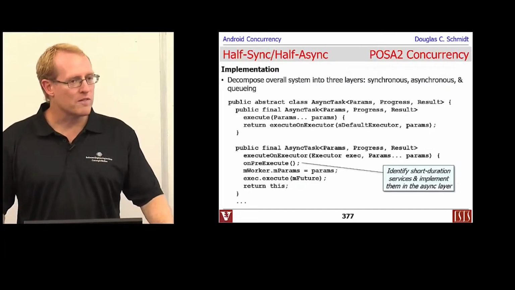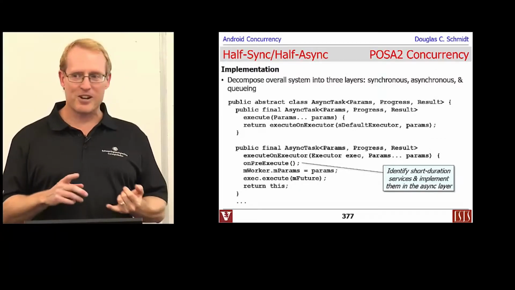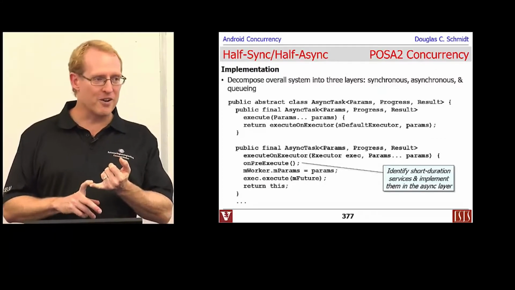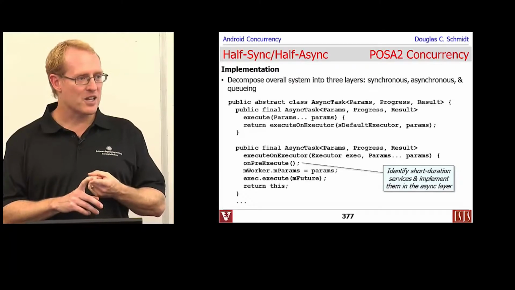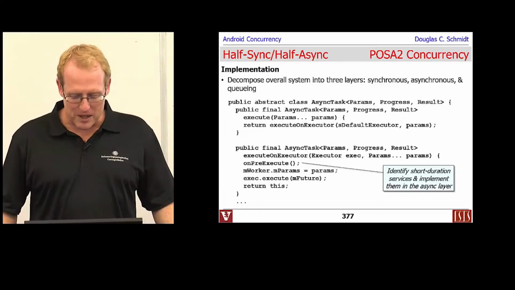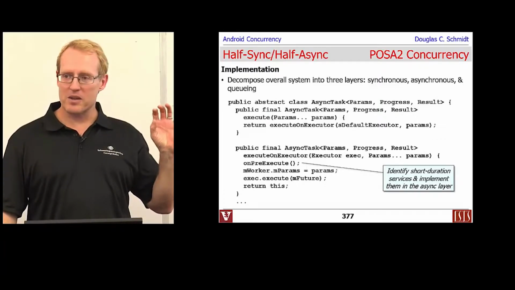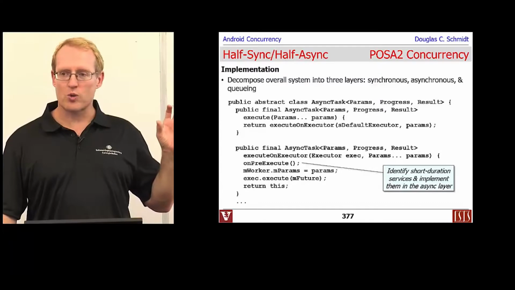OK, so the first thing you do, if you want to implement this pattern, you've got to figure out what your layers are. You've got to figure out what the async layer is. You've got to figure out what the sync layer is. You have to figure out how you're going to communicate between them. So we're first going to start out by looking at the async layer. So that's the part where you're doing sort of short duration things.